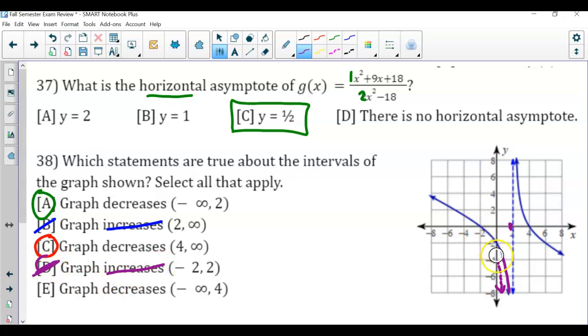Now let's look at E. From negative infinity to 4. So from negative infinity over here to 4. But notice how the graph never approaches. It doesn't cross over to 4. So it never reaches and goes all the way over to 4. So E is not an answer. So it's only A and C.